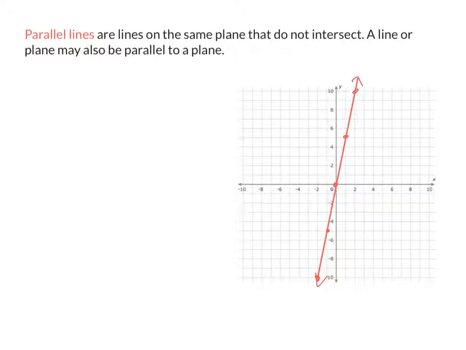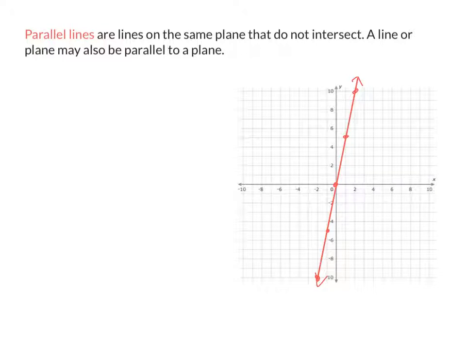Hello. In this video we're going to be talking about parallel lines. Now I have the definition of parallel lines here. Parallel lines are lines that lie on the same plane that do not intersect each other. A line or plane may also be parallel to a separate plane. So I want to talk just about lines though for a moment.